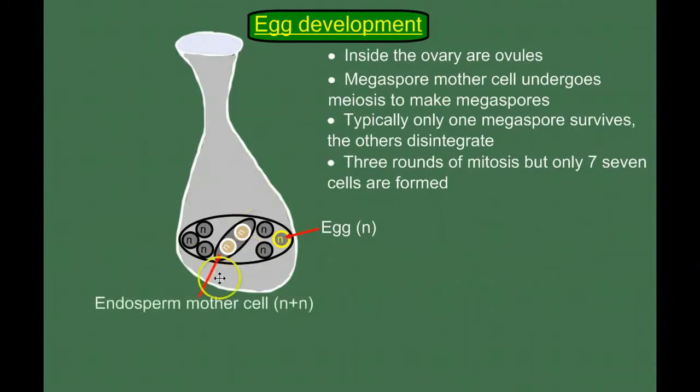We have this special cell that has two haploid nuclei in it, and it's the endosperm mother cell. It will give rise to the endosperm. It's an N plus N cell. And then these other five haploid cells, we call them snurgids, which is one of my favorite words. They're unimportant cells. They're going to disintegrate. So we have this structure inside the ovule.